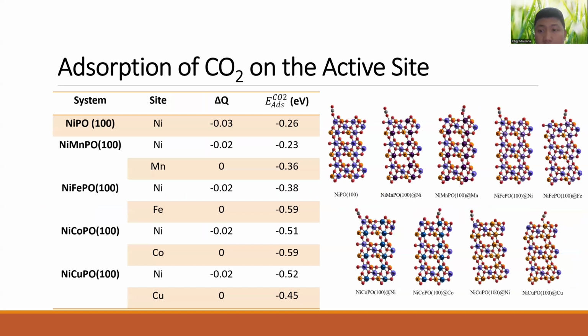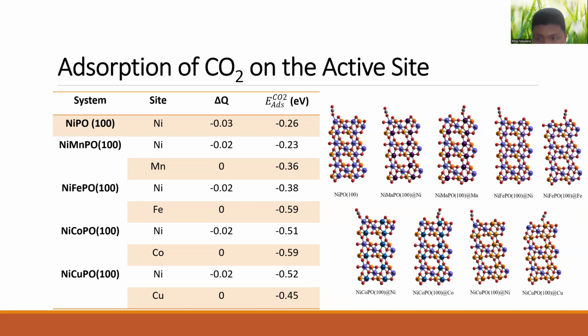It's evident that there's a slight difference in carbon dioxide adsorption energy between the nickel phosphate 100 and the nickel metal phosphate 100 surfaces. Upon alloying nickel phosphate with transition metals, the carbon dioxide adsorption energy marginally increases, typically ranging from minus 0.2 to minus 0.4 electron volt.